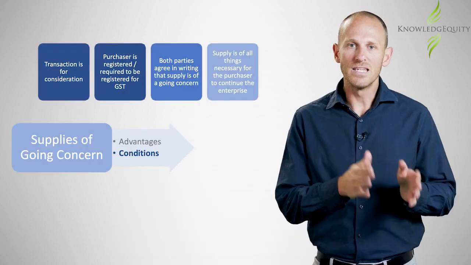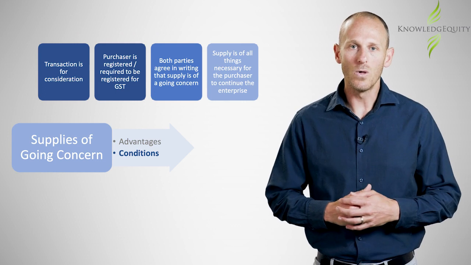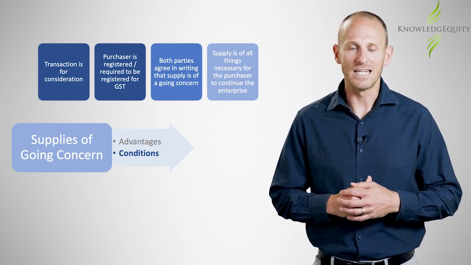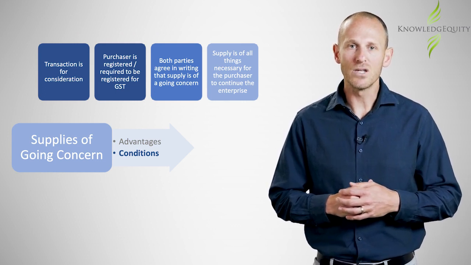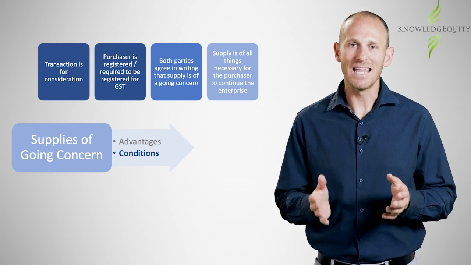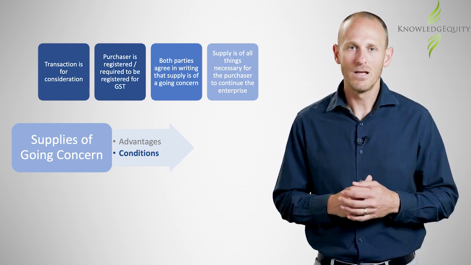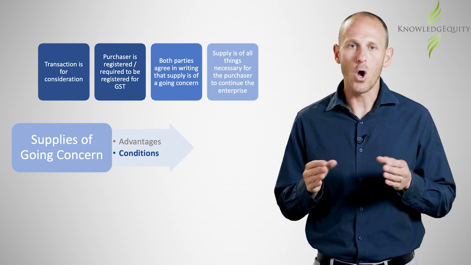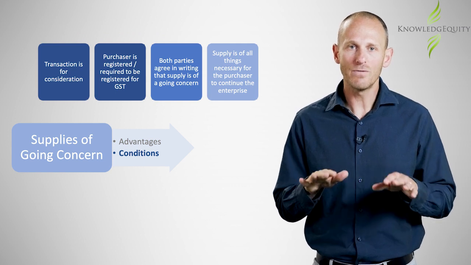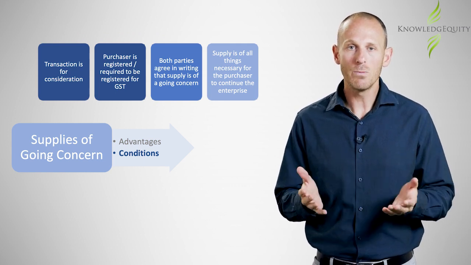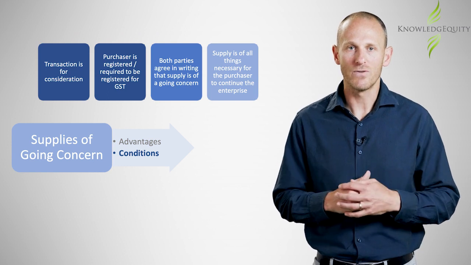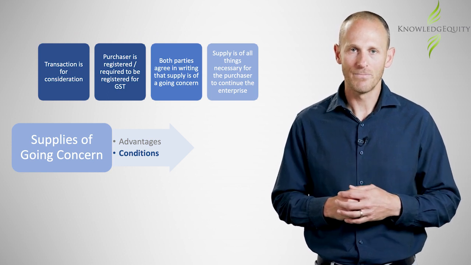The condition that the transferor supply all things necessary for the purchaser to continue the enterprise means that no essential supply can be left out of the transaction. For example, a transfer of a home-based business does not fulfill this requirement, as the home-based premises were not transferred as part of this transaction.